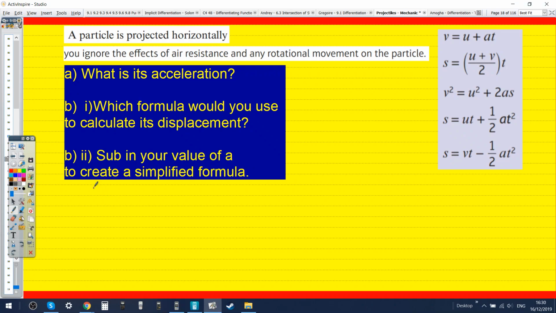The particle is projected horizontally. Okay, how about this? Is it 9.8? That's you thinking of vertically. This is horizontally, so this is across. Does it not have any acceleration horizontally? Yes, its acceleration is 0. And so how about B?